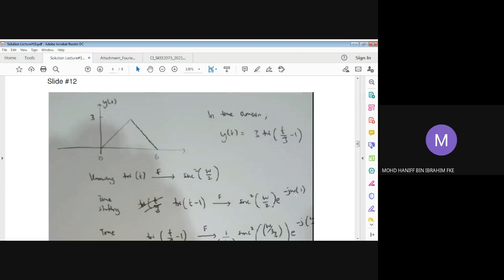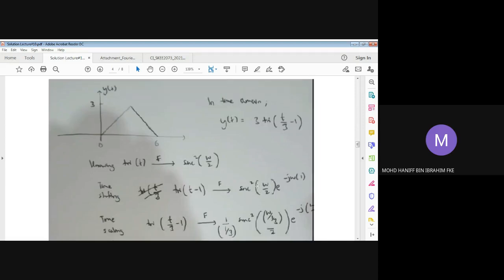Of negative j omega t naught, or 1, because a shifting by 1 will lead to this multiplication with exponential of negative j omega multiplied with 1. Okay, then only we can proceed with the time scaling.